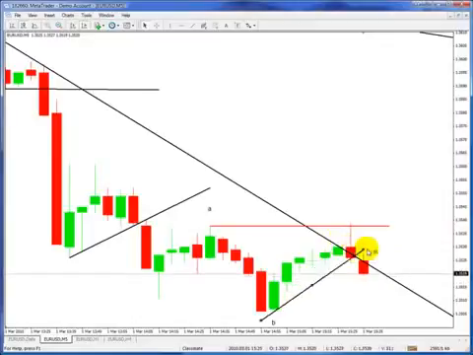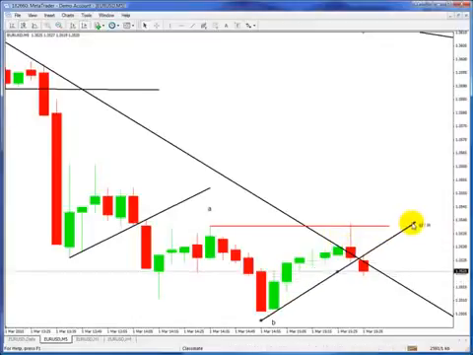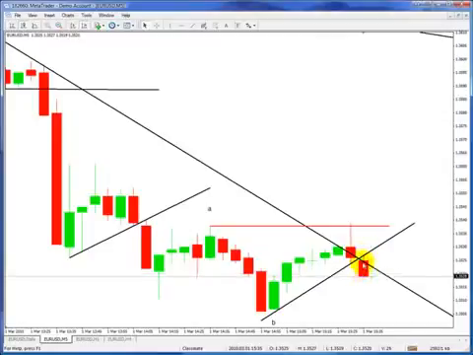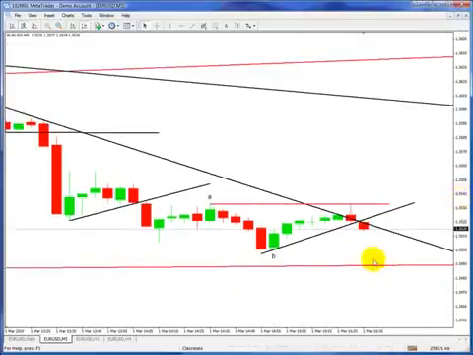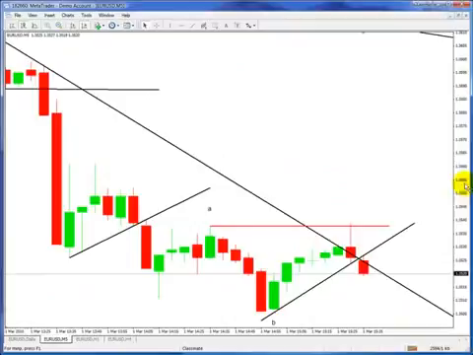Now, bearing in mind that it also moved to this area right there. So you can see now that because we made a higher high, we can move this trend line, and look at this, it's kissing the back of the trend line. So if this particular candle here closes as a bearish candle, then we are potentially going down to this area, but I won't be trading it.